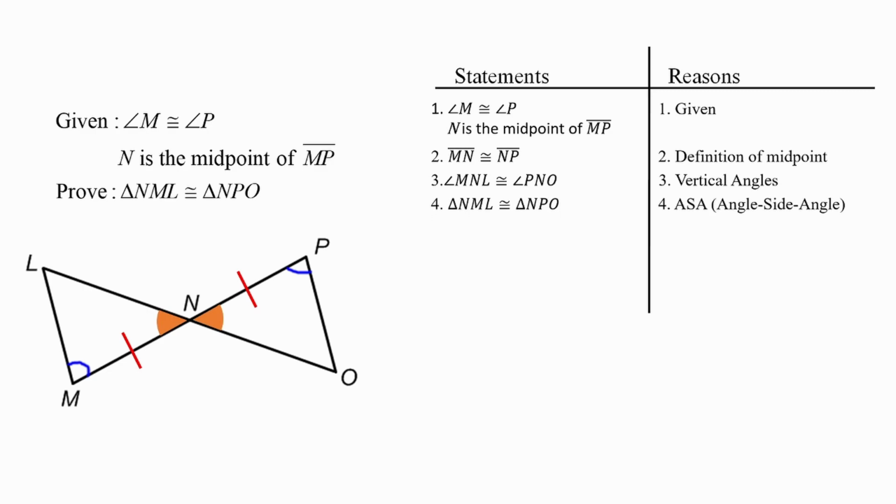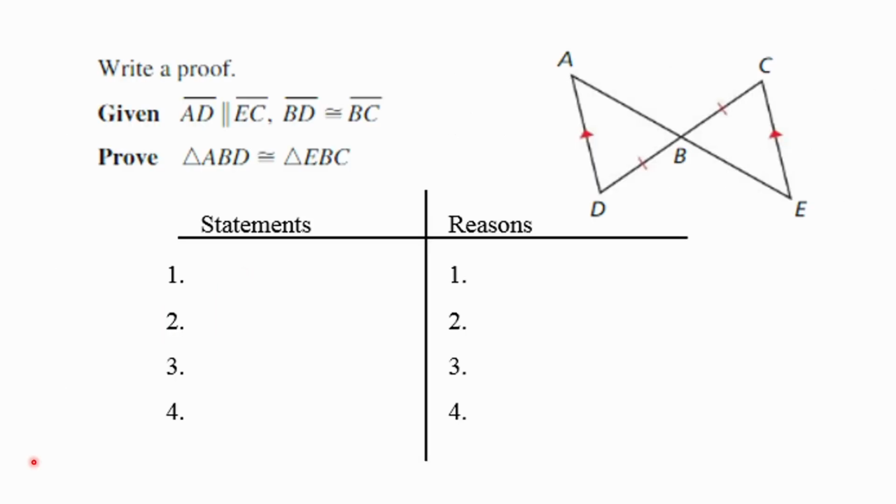Next, I can say by this angle side angle congruence theorem that I have two congruent triangles. I have angle side angle, and we can see that here. I have M and P as my first angle. I have the sides MN and NP, and then I have the angles here, the vertical angles. So I have an angle, a side, and an angle, and on my other triangle, an angle, a side, and an angle. Let's look at another proof.